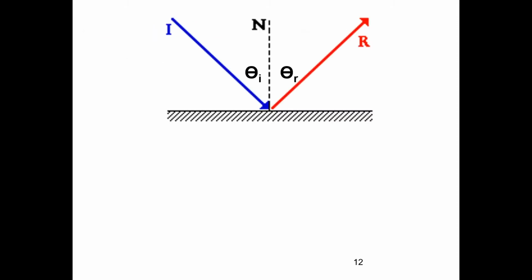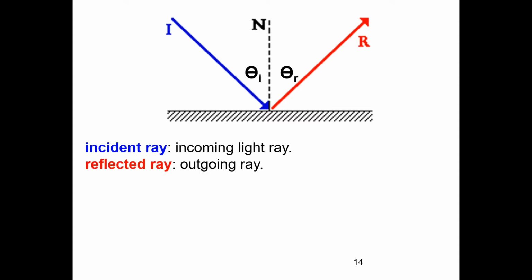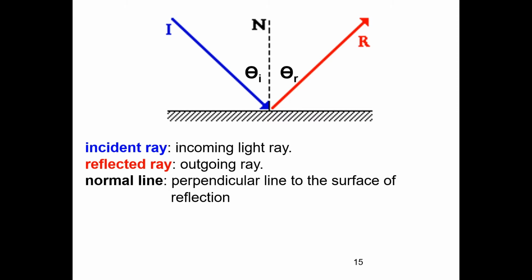Let's look at some of the terms and the symbols. The blue ray is the incoming light ray, called the incident ray. That's what the capital I is for. The red is the outgoing ray, or the reflected ray. This part's important. There's an imaginary normal line from the surface. Remember, normal means perpendicular. All the angles are measured from this line, not from the surface. They're measured from that line.